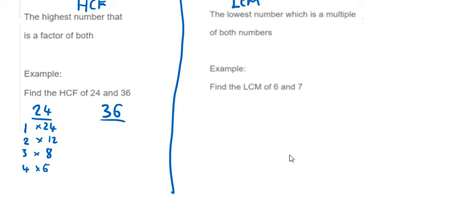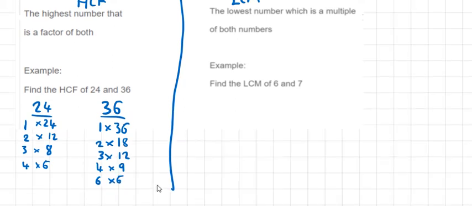36 then, 1 and 36, so 1 and the number itself are always factors. Try 2 then, so 2 multiplied by 18 would give you 36. 3 multiplied by 12 would give you 36. 4 multiplied by 9 would give you 36. 5 won't multiply by anything to give you 36. 6 will multiply by itself to give you 36. And then that's as far as we can go.